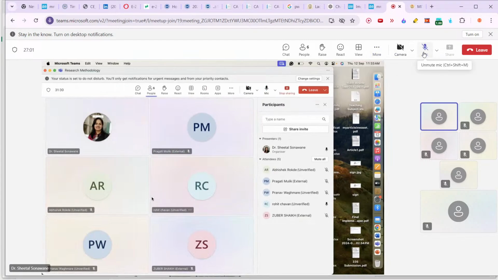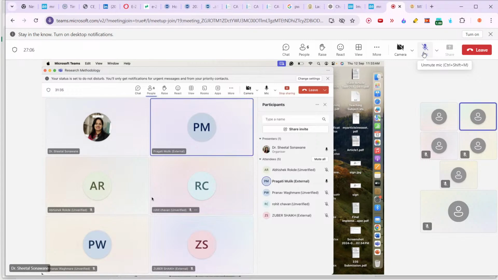Pragati. Yes, ma'am. Hi, I'm Pragati. I'm from Pandharpur. I have done my graduation in computer engineering from Cummins, Pune. From which college? Cummins, Pune, Karve University. Okay. So are you working now? No, ma'am. And your branch? In BTech, computer engineering. Yes, ma'am.